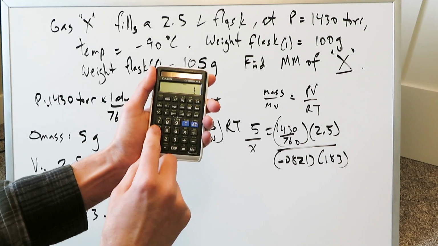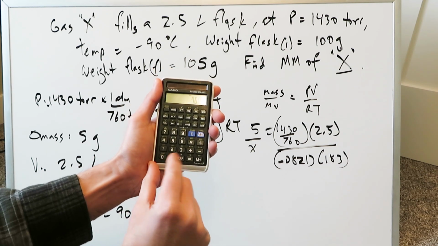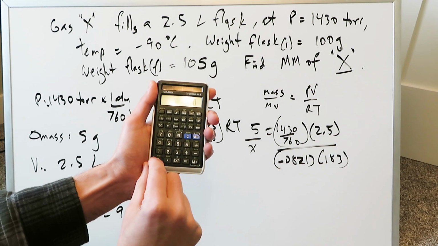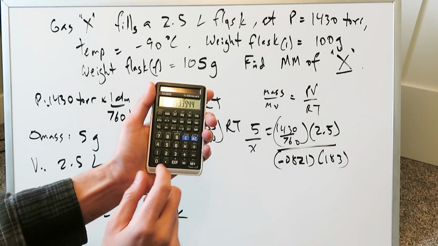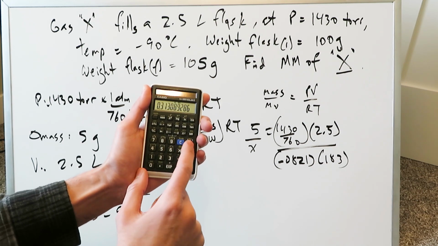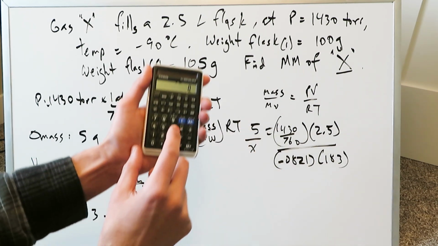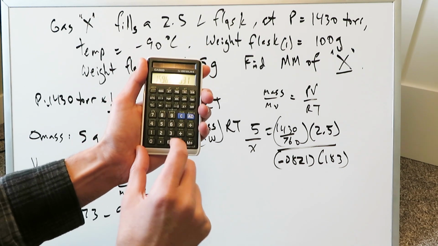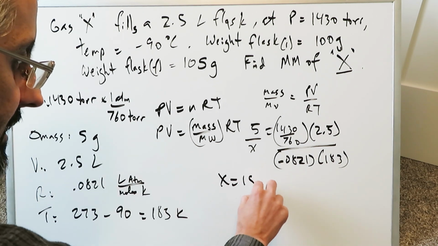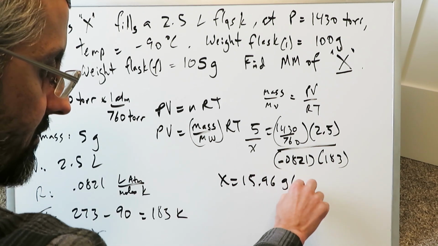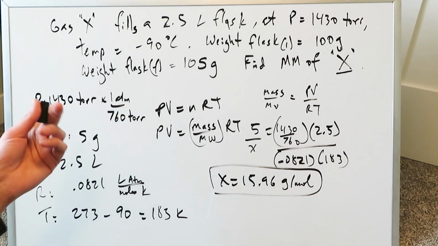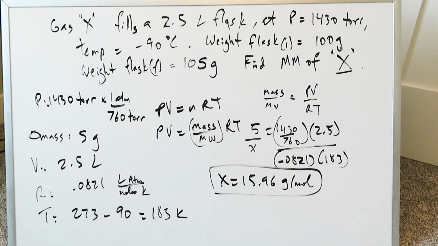Work in the numerator. 1430 divided by 760, we have this many atmospheres. We'll multiply this by 2.5, the volume, divide this by 0.0821, your ideal gas constant, and divide that by 183 Kelvin. You save this value because you're going to do 5 divided by that saved value, and I get 15.96. X is equal to 15.96 grams per mole, and this would be the molar mass of that compound X. And your question would have been solved.